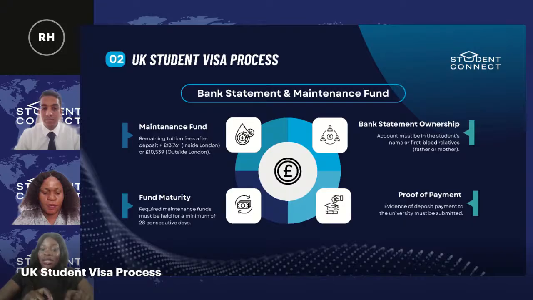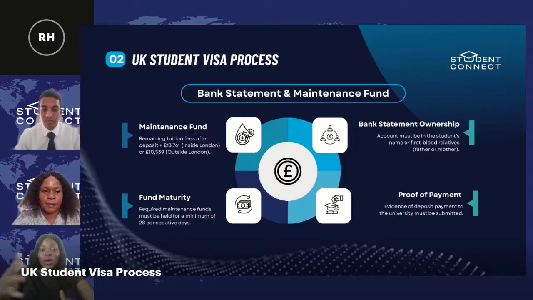Let's look at the living expenses as well. For living expenses, when your school is inside London, your living expenses per year is about £13,761. And if your school is outside London, your living expenses for the whole academic year is £10,539.